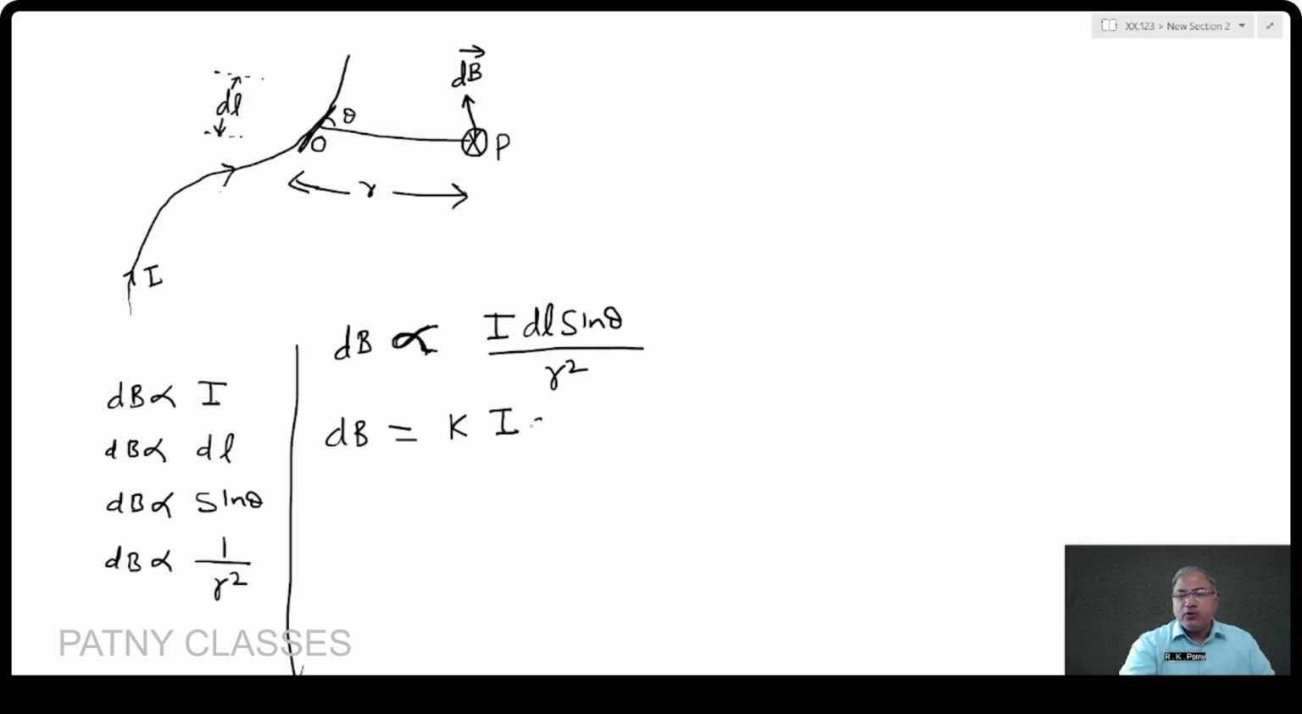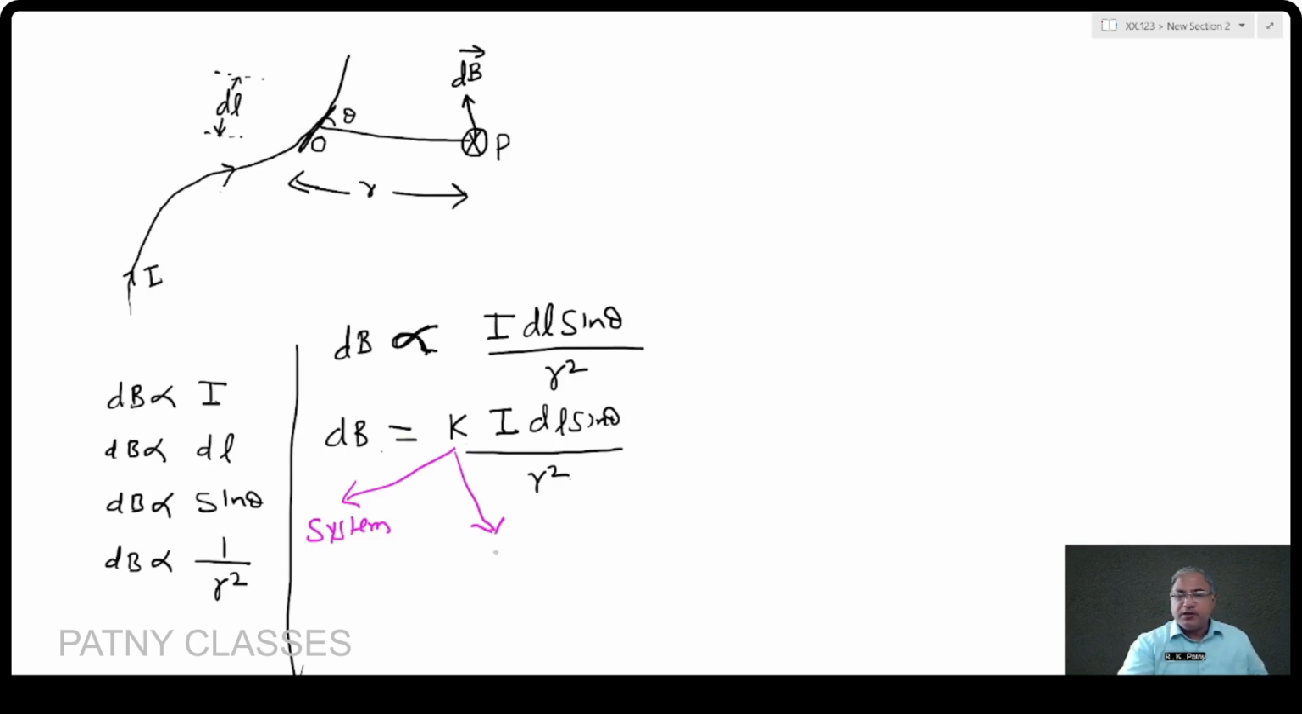So dB is proportional to K into I dl sin theta upon r square. K is the constant of proportionality. Now K will depend upon two things. One is the system of measurement, that is, what type of system you are using. Are you using CGS system, MK system, SI system? On that system, the value of K depends.